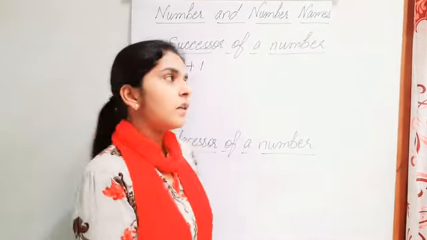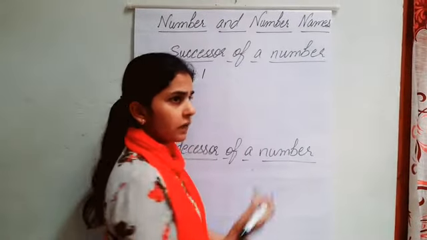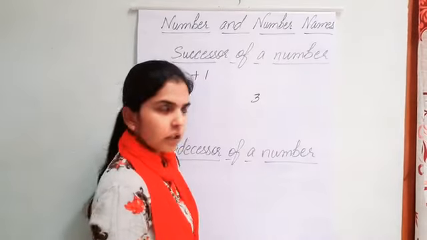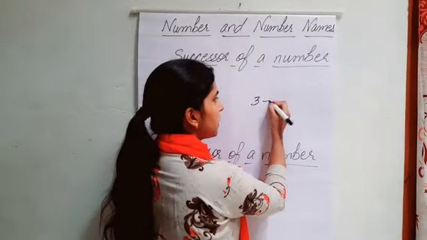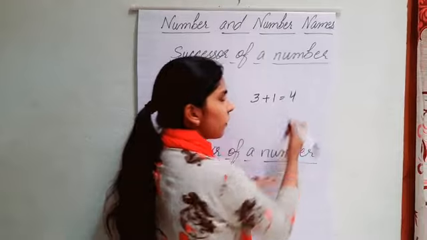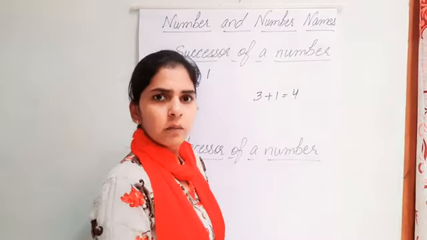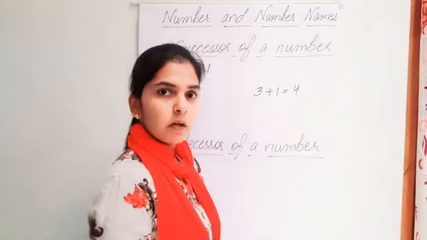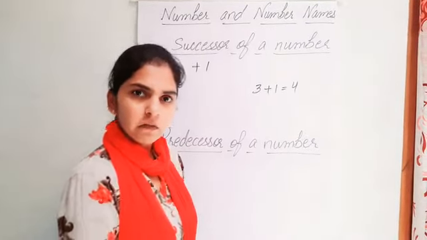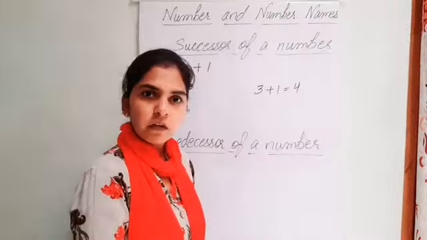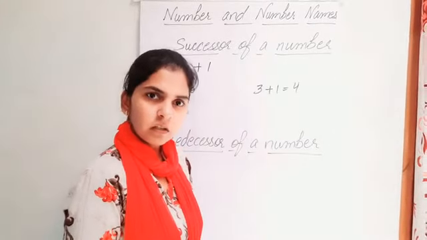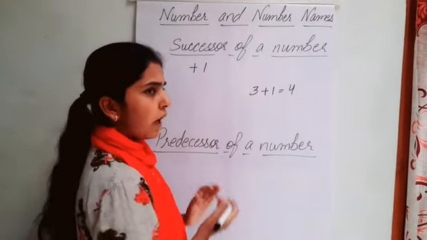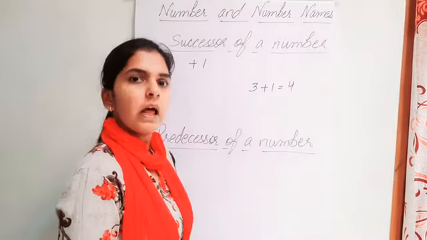Okay, students. Suppose I am asking the successor of 3. So what will be the successor of 3? The successor of 3 will be 3 plus 1, that is 4. It means the next number. You can also say the next of a number. What is the next number of 7? The next number of 7 is 8. Right? So to find the successor of a number, we will add 1 in that number.